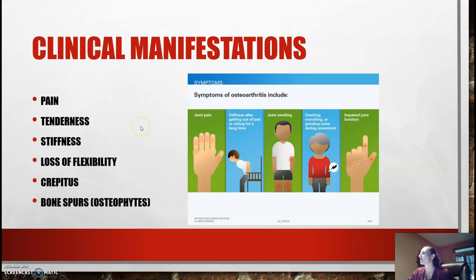Pain is going to be probably the number one complaint that you'll see. There may also be tenderness and stiffness in that joint, especially if someone hasn't moved in a while and they are trying to get up. So, for example, getting up in the morning, everything's very stiff and not very flexible. You may see or hear or feel crepitus in that area, and that's bone rubbing on bone, so it kind of feels like Rice Krispies almost. And then you may see those bone spurs start to form in the area where the bones are rubbing, and that's kind of like scar tissue.